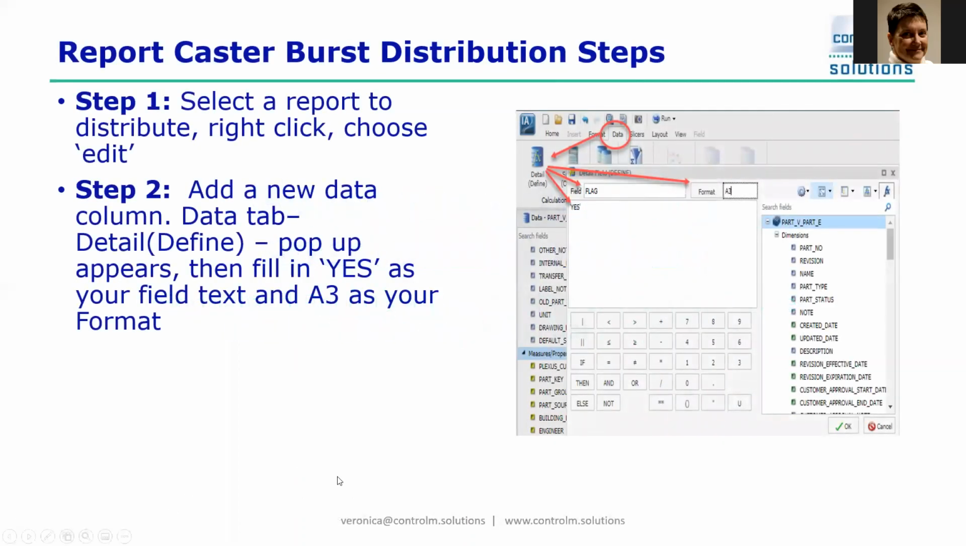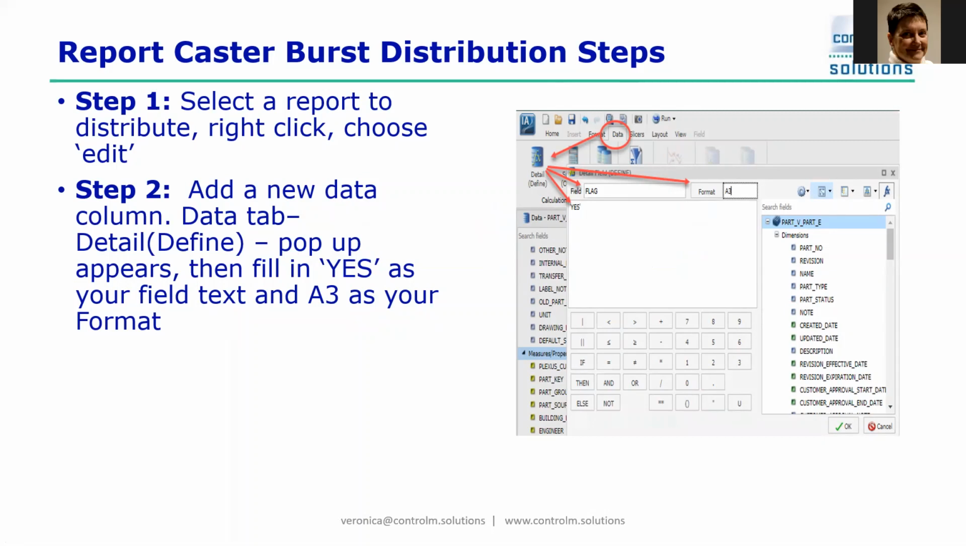Just the same as the prior example, first, choose the report you want to send. Since we're sending the entire report, but only when data is available, we will need to add a placeholder, a new data field. After you open your report via Edit, you will choose the Data tab and then the Data Define tab. Your detail box will pop up and you'll enter your field name as flag or whatever you want to call it. Your criteria can be yes, it can be a capital Y.